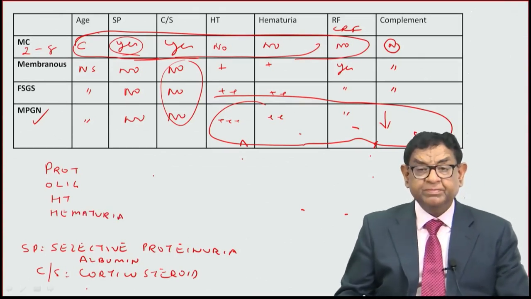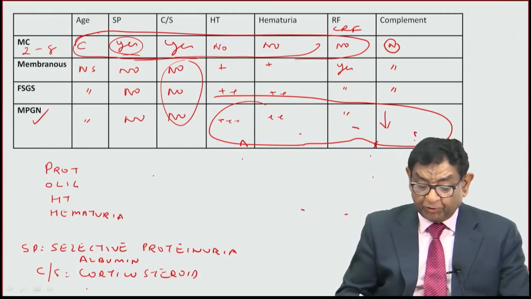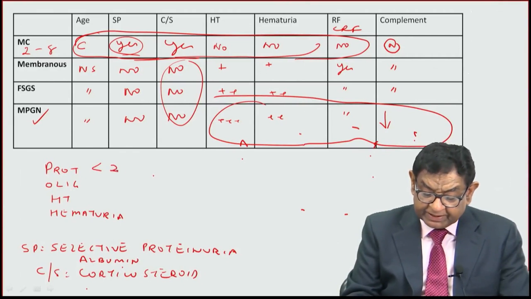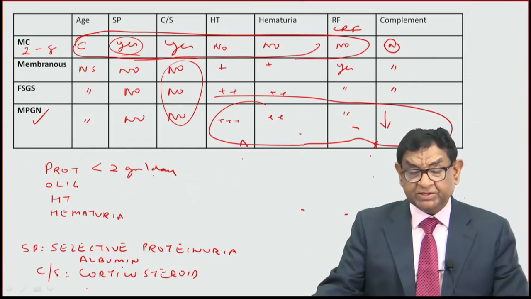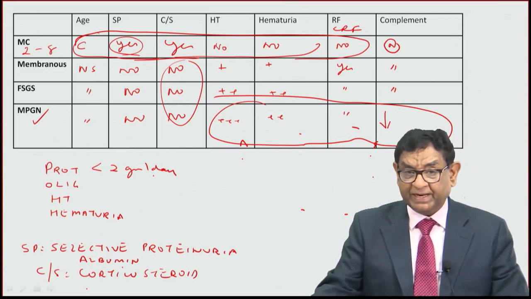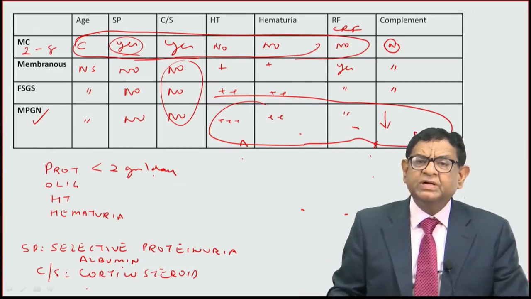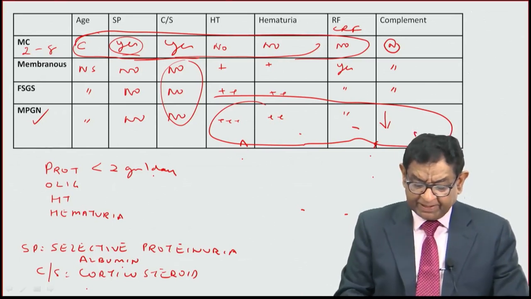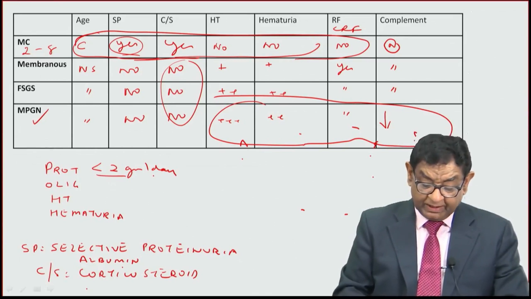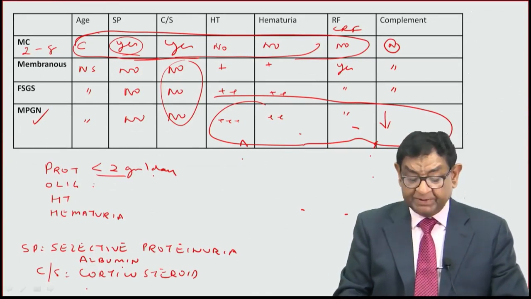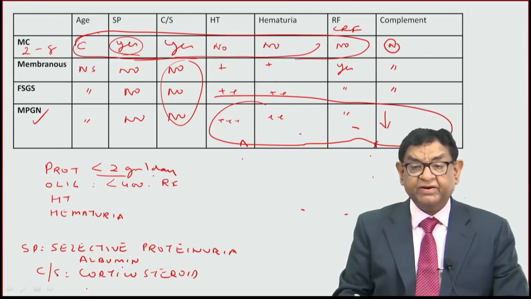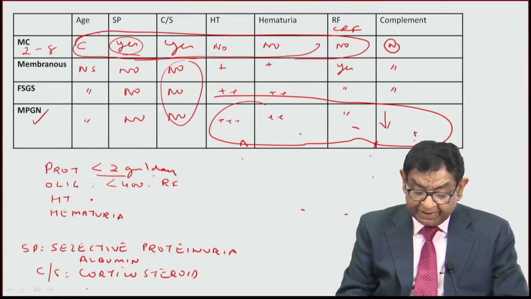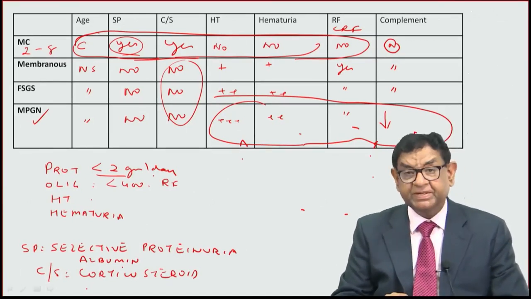Now we talk about nephrotic syndrome and nephritic syndrome. Proteinuria is usually less than 2 gram per day, but definitely less than 3.5. Remember, nephrotic syndrome is more than 3.5 gram of protein per day. But here it is usually less than 2, so I'm writing less than 2. Oliguria means urine output less than 400 ml, or I can say oliguria is nothing but a type of renal failure. Hypertension, hematuria.